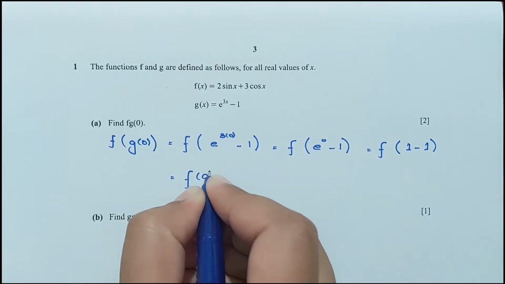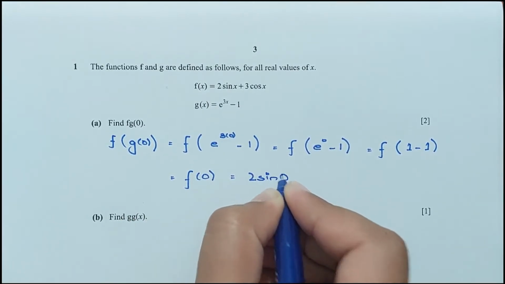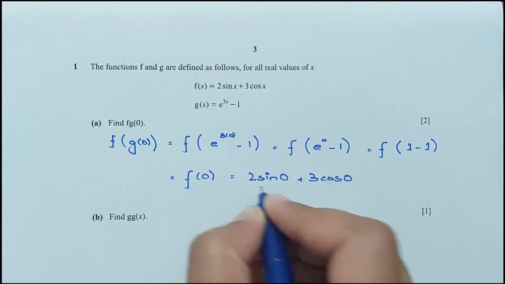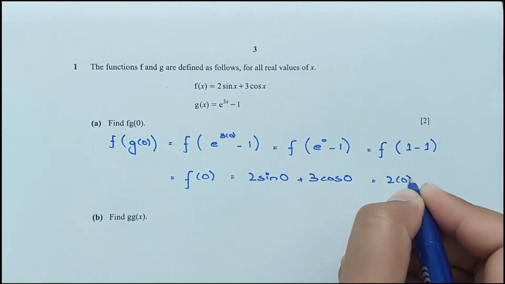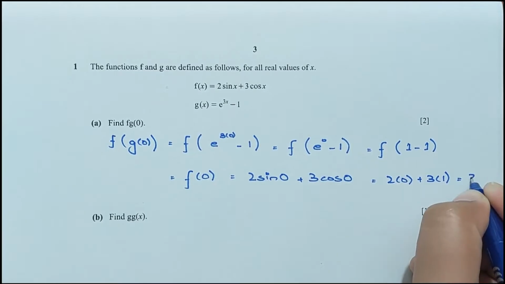f of 0 equals 2 sine 0 plus 3 cos 0. Sine 0 is 0, cos 0 is 1. So 2 into 0 plus 3 into 1. So the answer is just 3.